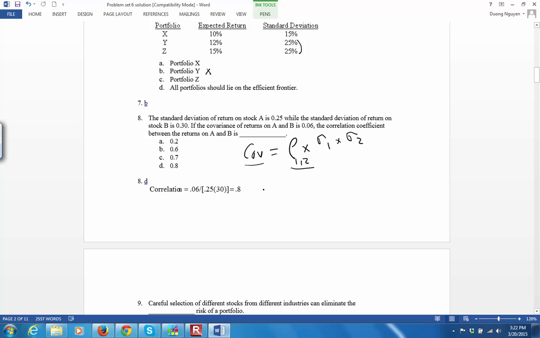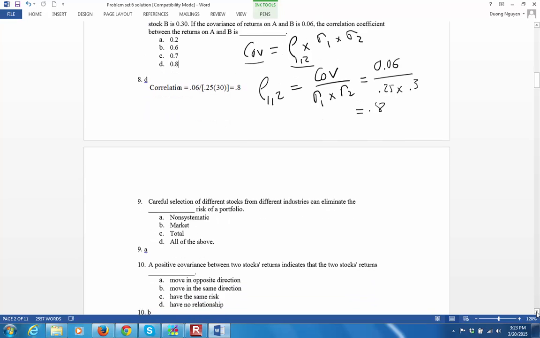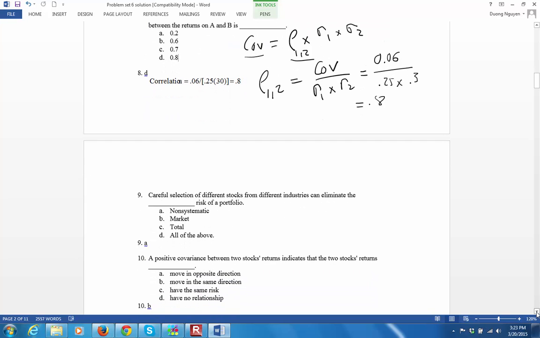If you know the covariance, you can calculate the correlation, which is equal to covariance divided by sigma 1 times sigma 2. The covariance is 0.06, divided by sigma 1, which is 0.25, times sigma 2, which is 0.3, and this is equal to 0.8. So the correlation between the two stocks A and B is 80%, which is very high. Correlation can be as high as 1 and as low as -1.